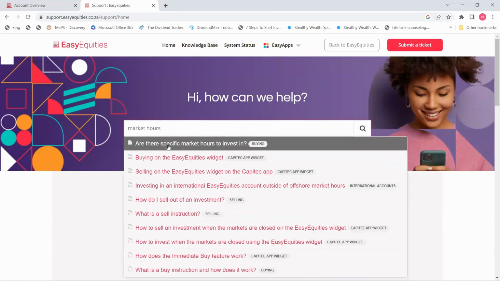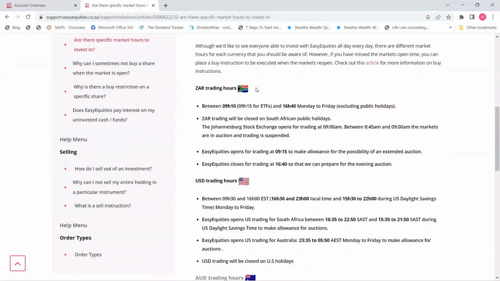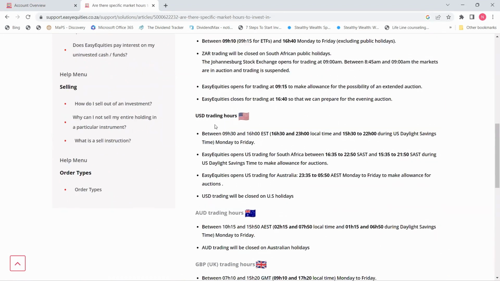So market hours, yeah. So it says South African trading hours is between 10 past 9 and it says 9:15 for ETFs and 20 to 5, Monday to Friday, excluding public holidays and also excluding weekends, guys. Then for the US trading hours is between 4:30 to 11 o'clock during their summer and between 3:30 to 10 o'clock during their winter. So when you are investing, if you live in South Africa, these are the hours in which you can invest on the US market.